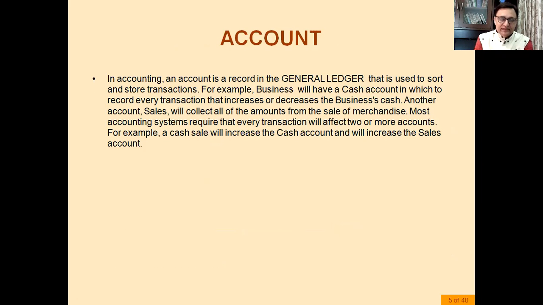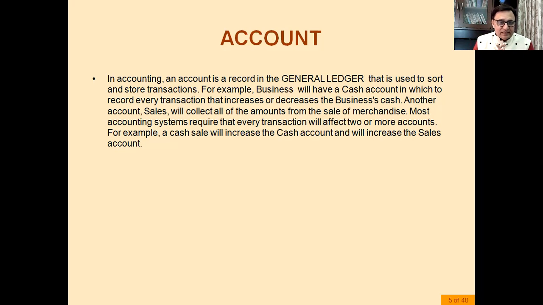Now in the total structure of the accounting system, we have a very important term which needs to be understood in a very meaningful and simplified way. In accounting, the account is a very important concept. An account is a record in the general ledger that is used to sort and store transactions. For example, a business will have a cash account in which to record every transaction that increases or decreases the business's cash. Another account, maybe sales, will collect all the amounts from the sale of merchandise.